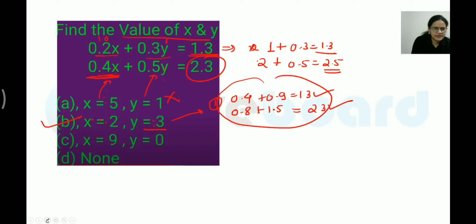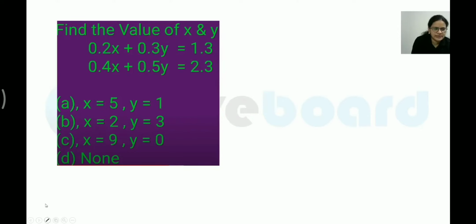Now if I want to make the first coefficient 0.4, what will you do in this case? So let me just erase this part over here. So you want to make this 0.4. What will you do? You have to multiply this equation by 2 and this equation by 1. Are you getting it? Whatever LCM you get, you have to make it the same. So if you multiply this by 2, what will you get?